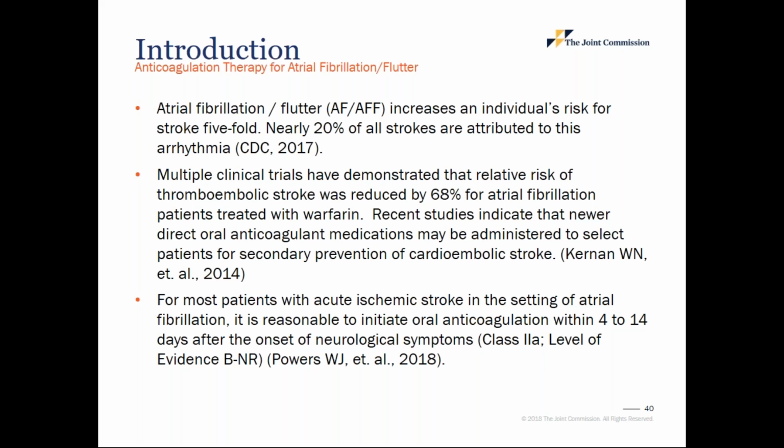Dabigatran was the first direct thrombin inhibitor approved for this indication. 3 factor Xa inhibitors, rivaroxaban, apixaban, and edoxaban, have also been FDA approved for use in the United States. Clinical practice guideline recommendations have been updated to recognize the role of these newer oral anticoagulant medications for secondary stroke prevention in patients with non-valvular atrial fibrillation. For most patients with acute ischemic stroke and AF, it is reasonable to initiate oral anticoagulation within 4 to 14 days of stroke onset. Mia, back to you.